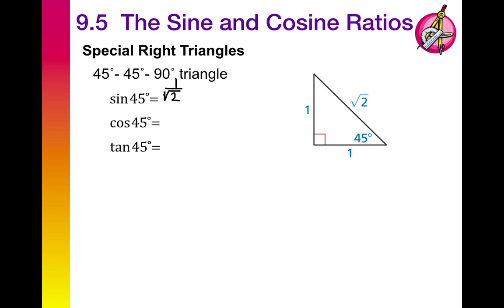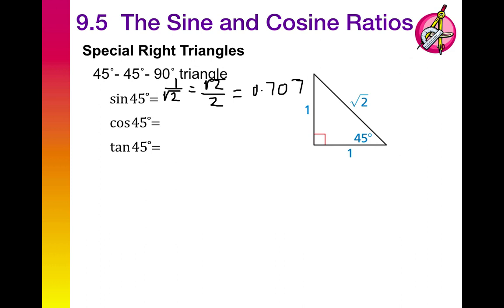Of course, we don't want to leave that denominator as a radical, so we multiply the top and the bottom by the square root of 2, and we end up with the square root of 2 over 2. If you plug the sine of 45 into your calculator, or you plug in the square root of 2 divided by 2, you're going to get the same number, about 0.707.